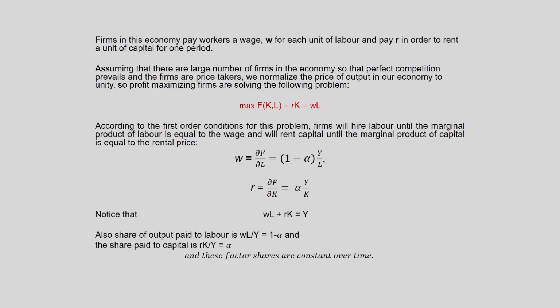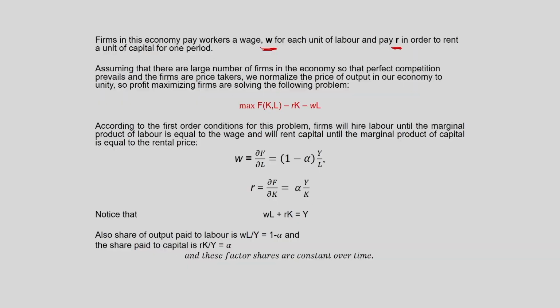Firms in this economy pay workers a wage, W, for each unit of labor, and the firms pay a rent on a unit of capital for one period, which is denoted by R. So this is the rent that is paid on capital, and this is the wage, W, which is paid to the laborers. We have assumed that there are large numbers of firms in this economy and perfect competition prevails, and therefore firms are price takers. So it is safe to assume that we normalize the price of output in our economy to unity.